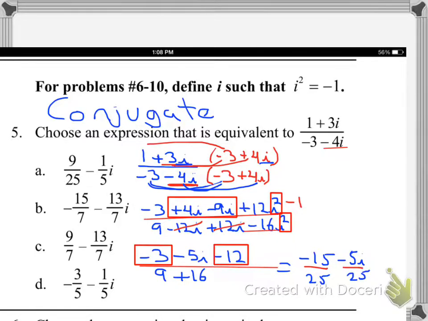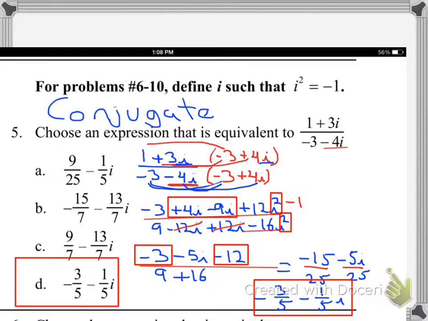If you notice, your answer is not there because we need to be able to reduce it. On the first fraction, we can divide by 5. So that will give you a negative 3 over 5 minus, your second fraction will divide by 5 as well. So we have 1 over 5i. And this will be your final answer. Therefore, your answer is letter D.